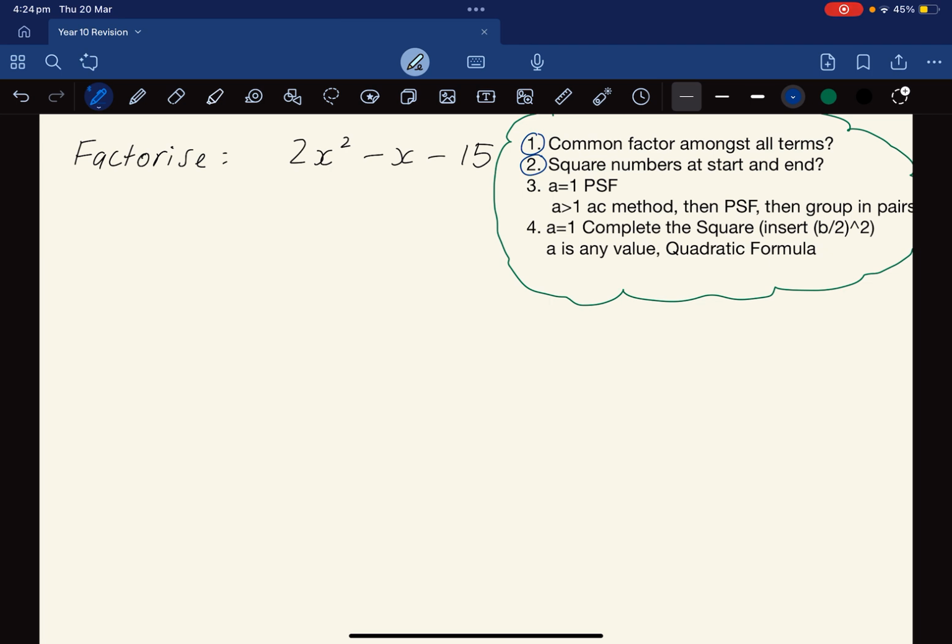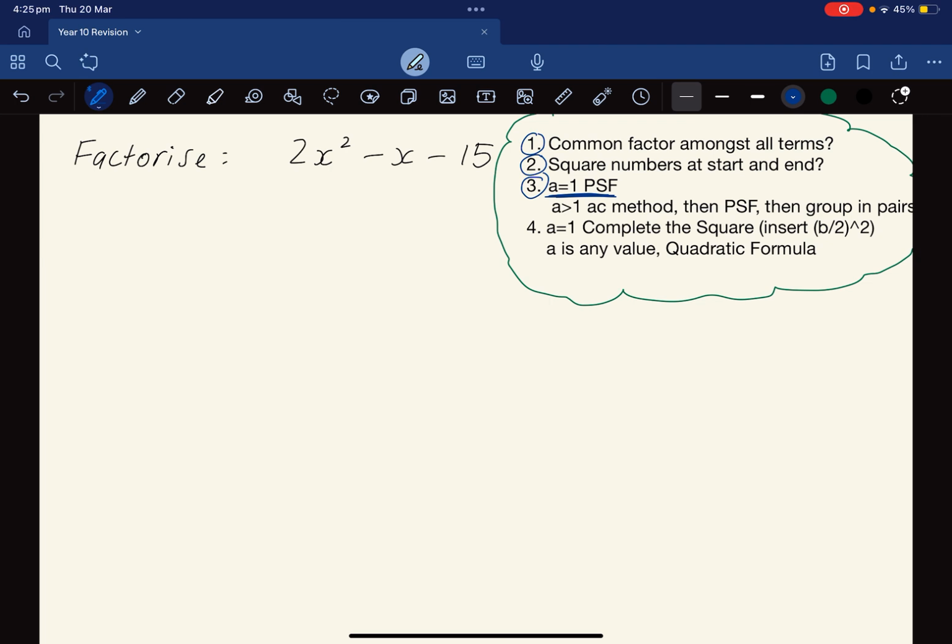Are there square numbers at the start and at the end? So is 2 a square number and is -15 a square number? No, they are not square numbers. So we continue to step 3. Is A equal to 1? Because if so, we'll use the PSF thing. I've just had a mind blank and can't remember what that stands for.